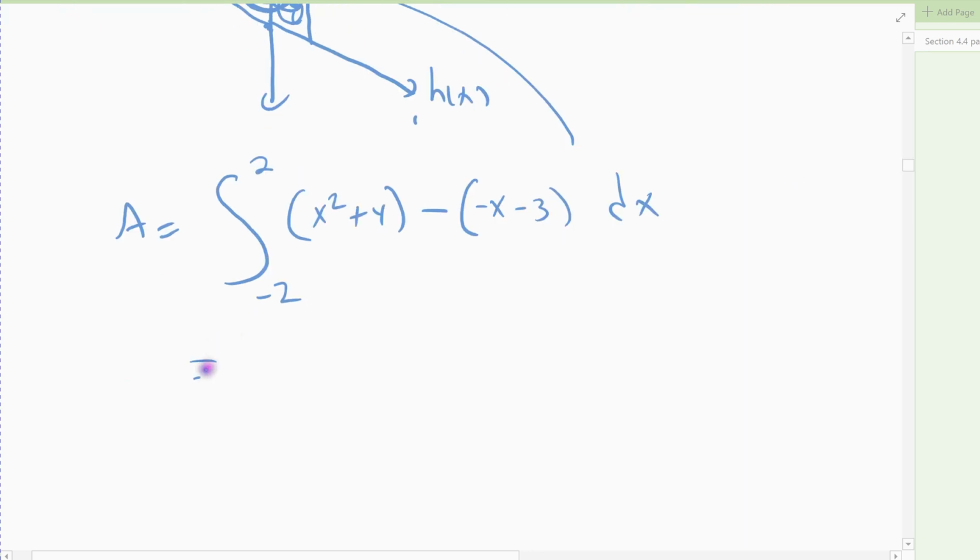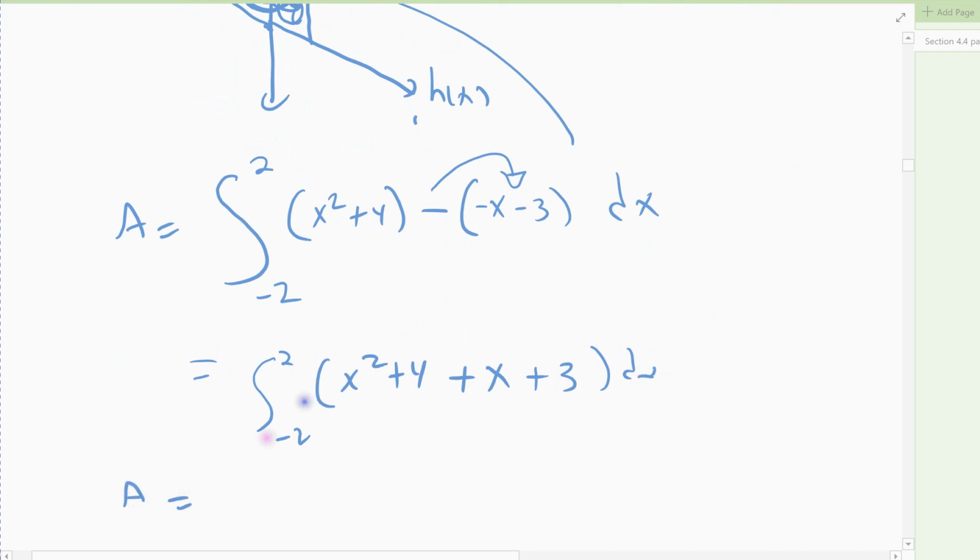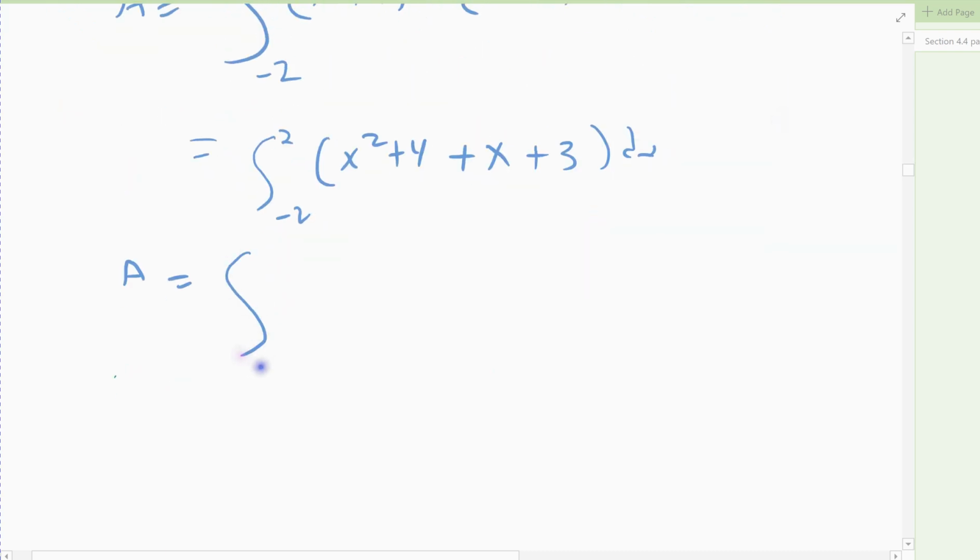And so I'm actually going to simplify this integral, negative 2 to 2. Make sure you're careful here. Distribute that negative, so it's x squared plus 4, minus a minus gives me a plus x and a plus 3. And so the area I'm looking for is the integral from negative 2 to 2 of the new function where I've subtracted, which gives me the function x squared plus x plus 7.